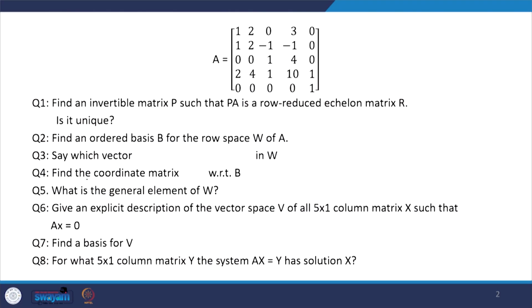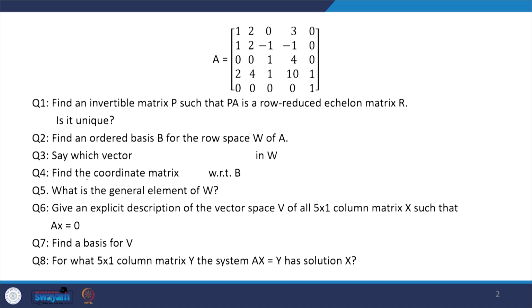Now, let us conclude what we have learned by solving one problem. I will consider a matrix and, related to that matrix, how to compute different subspaces and answer different questions concerning that matrix. So, let me take a 5 cross 5 matrix, capital A, equal to like this.